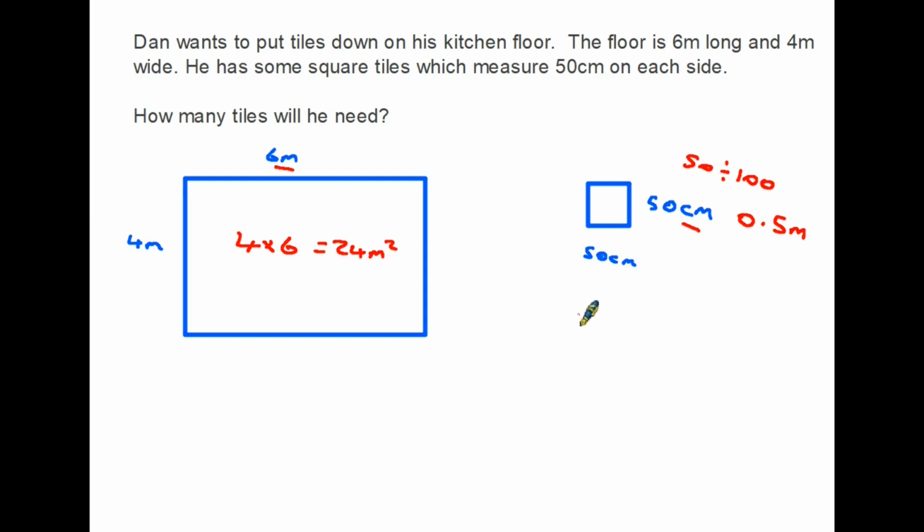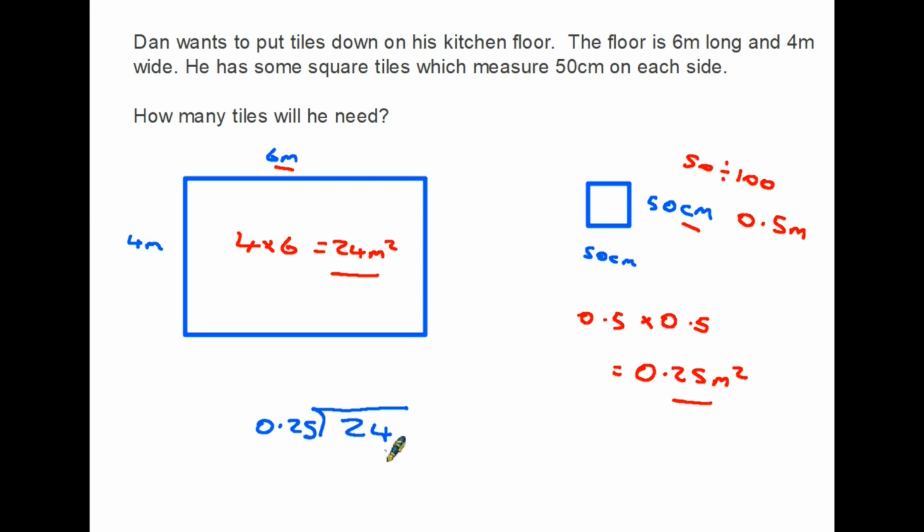Now with the tiles, they are square. Each side is 0.5 meters. So we have to multiply 0.5 times 0.5. And if we do that, we will get 0.25 meters squared. We now have the area of the floor and the area of one tile. So to find out how many tiles fit on the floor, we simply take the 24, the size of the floor, and we divide it by 0.25. And if we do that with a calculator, the answer we get is 96. We need 96 tiles.